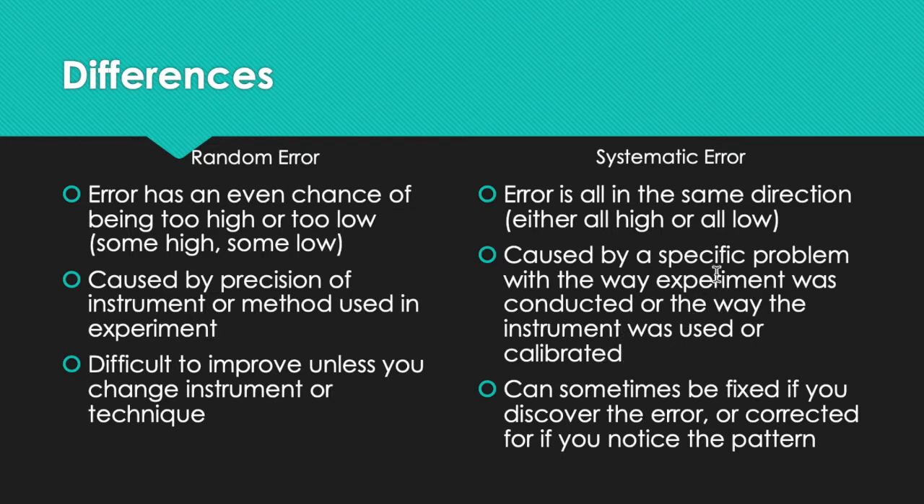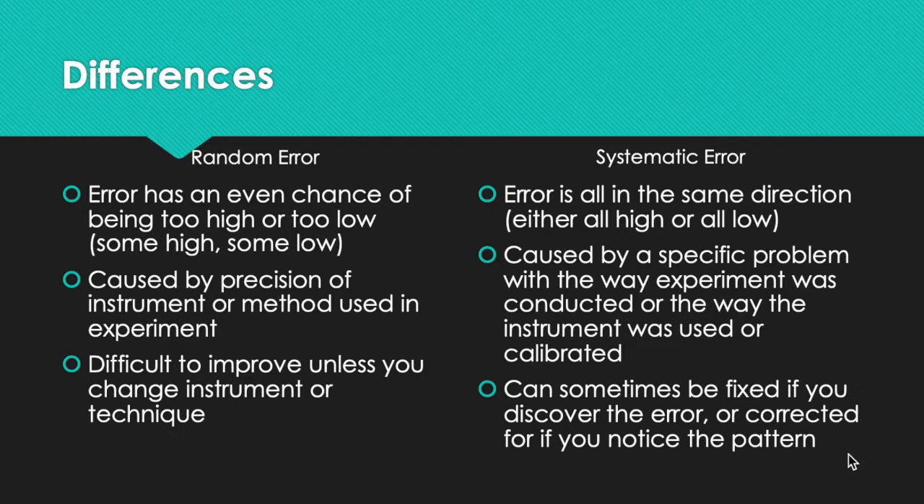Systematic error, since it's caused by a specific problem that is skewing all the results too high or all the results too low, if you figure out what is causing it, you can sometimes fix the problem, or you can correct for it if you notice a pattern. So for example, if you have a scale at home and you notice that whenever you go to the doctor's office, their scales say that you weigh 2 pounds more than your scales at home, then you can just do that in your head. Every time you weigh yourself at home, you can add in 2 more pounds to get a more realistic picture of what you weigh.